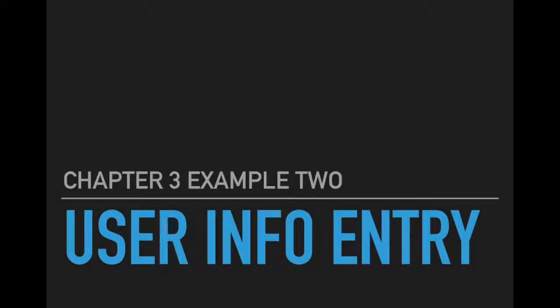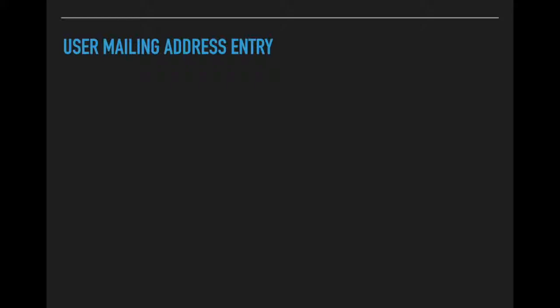So for this example, we are going to look at a more dense user interaction, a series of user transactions, and show what we can do in the way of good user design. So this example number two is going to be user information entry. What we're going to do is essentially collect a mailing address.